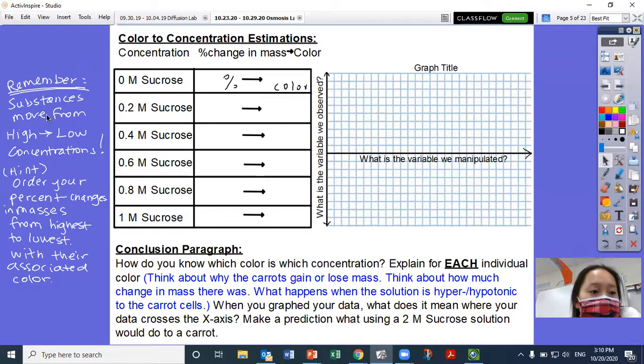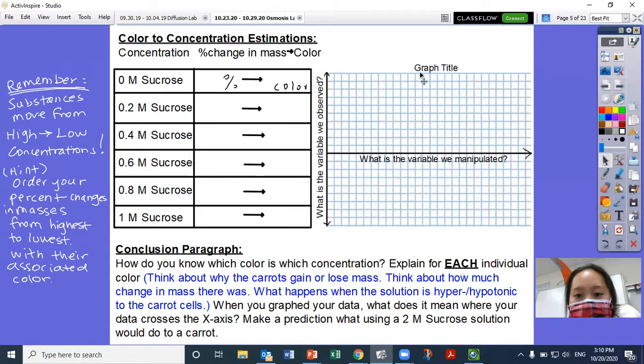So basically you want to remember substances move from a high to a low concentration. And we're talking about water concentration right now. So as a hint, you will want to order your percent change in masses from highest to lowest to match them up from 0 to 1 molar sucrose. And then you want to have the attached color that was based on each carrot going with the color. So you can finally match up the color to the actual concentration of sucrose.